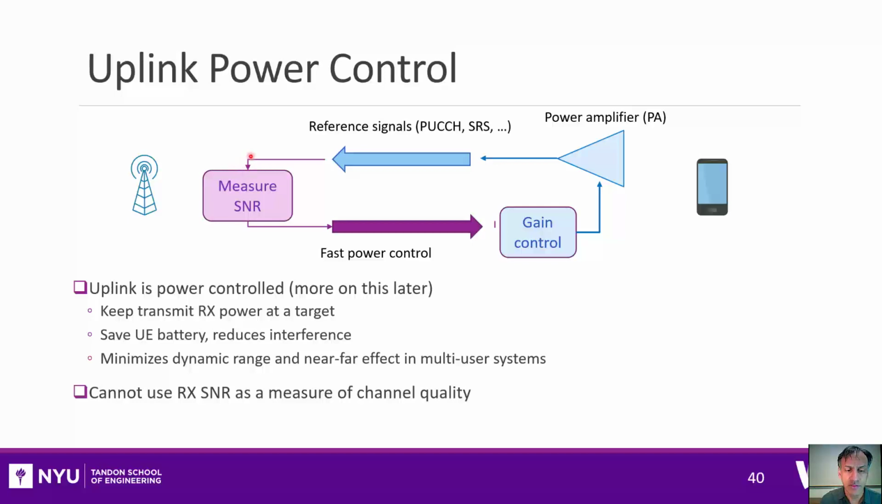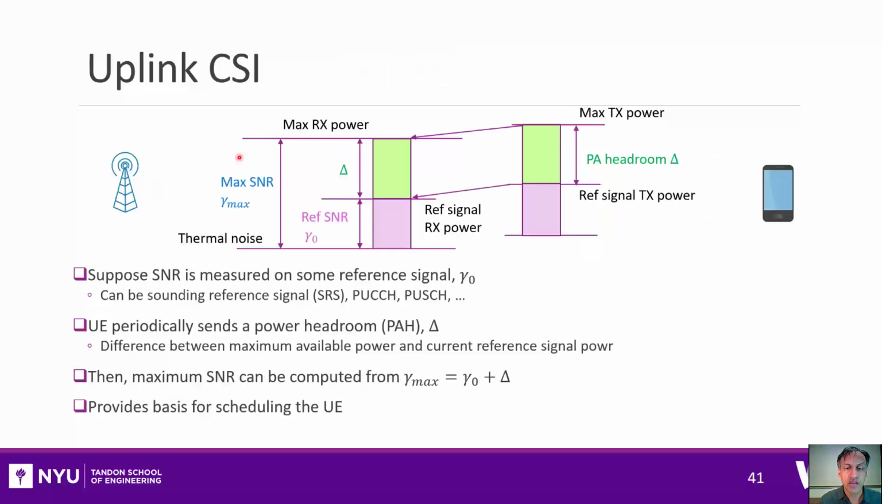But as a result of this, you can't use the reference signal power itself as a measure of the channel quality because it's always being targeted at a fixed SNR. So the question is what to do, and this is where lots of students get confused. You need one other piece of information, and that is typically called power amplifier headroom. The idea is basically very simple.